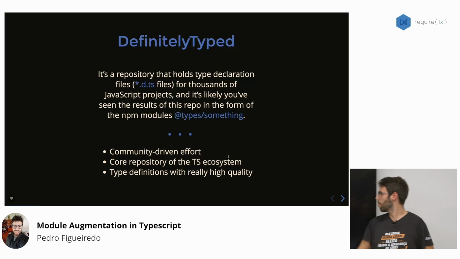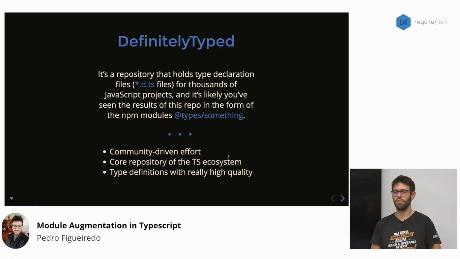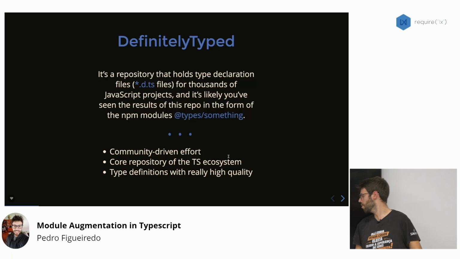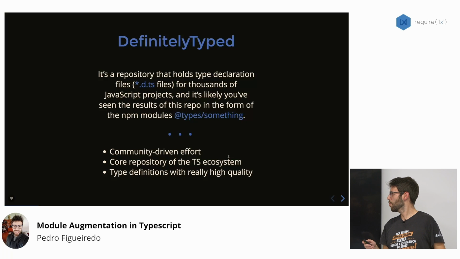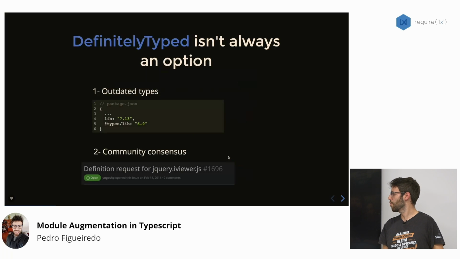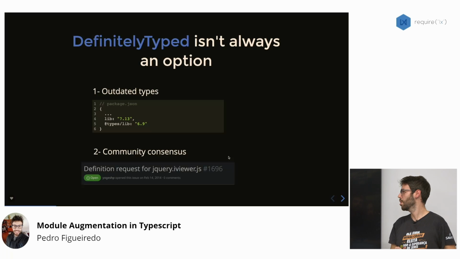So a little bit more about this repository. It is a community-driven effort. It is one of the main repositories in the TypeScript ecosystem. Many, many repos out there rely on it. And the type definitions there are said to have really high quality and really high standards. But as you know, in software engineering, there is this very well-known phrase: it depends. It depends on your use case. Sometimes it won't be good enough for you.